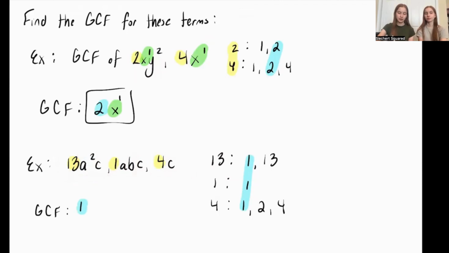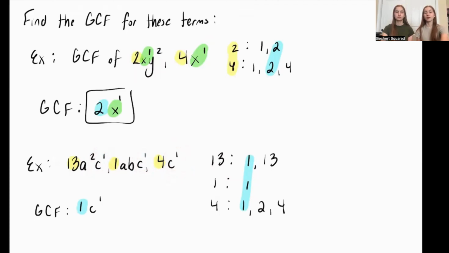Now, looking at our next letter, I have a c in every single one of my terms. So that means I'm going to have a c in my GCF. Now, all of them actually have that invisible exponent of 1. So when you're trying to decide what exponent to put, all of the exponents are 1. So the smallest exponent you have is c to the power of 1.